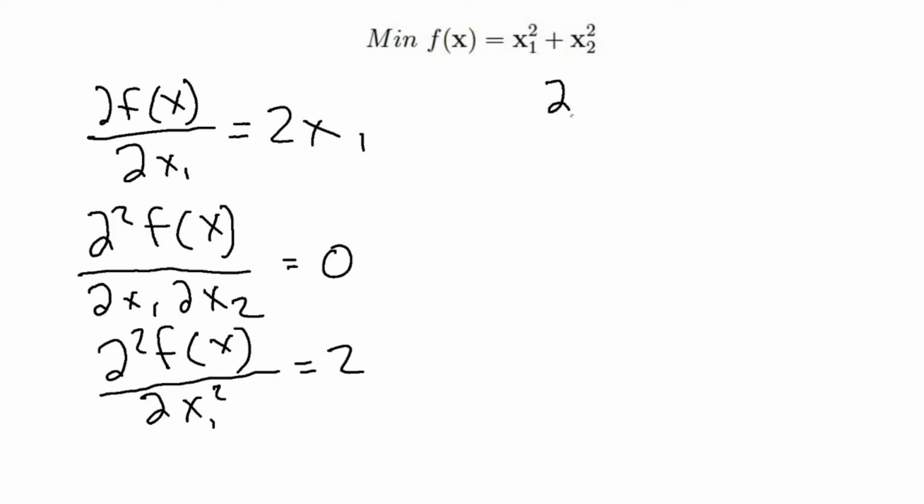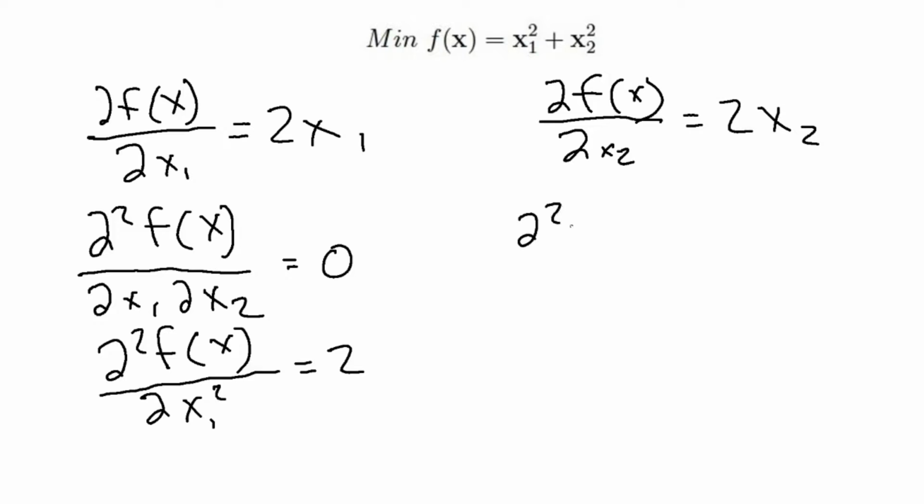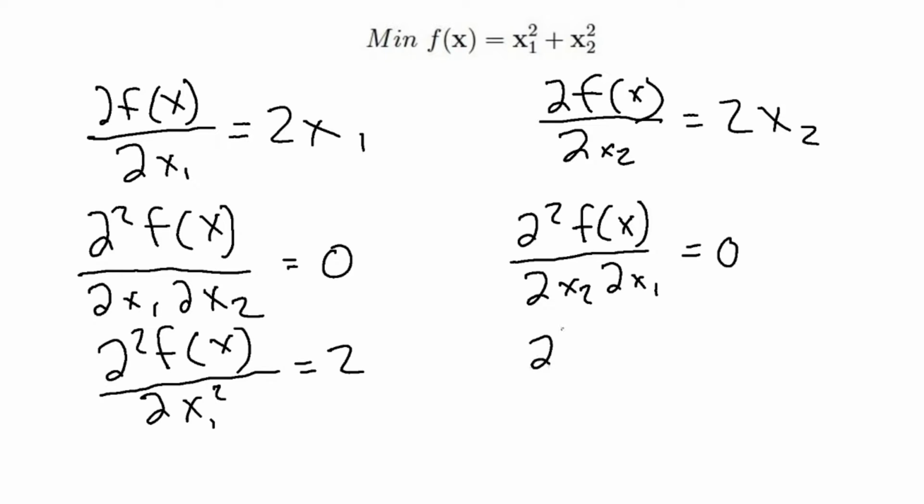Let's go over here and look at the partial derivative of f with respect to x2. And that's 2x2. The second partial derivative of f with respect to x2 and then x1, that's just equal to 0. And the second partial derivative of f with respect to x2 is 2.